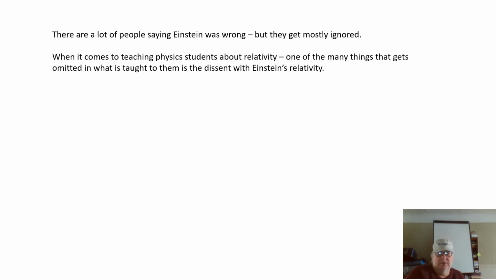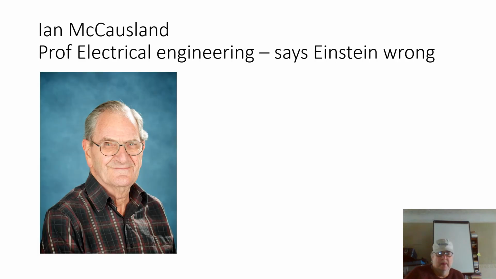So there are a lot of people saying Einstein is wrong, but they mostly get ignored. When it comes to teaching physics students about relativity, one of the many things that gets omitted in what is taught to them is the dissent with Einstein's relativity. There are a lot of people saying Einstein is wrong, but that point of view gets mainly ignored. This is Ian McCausland. He's a Professor of Electrical Engineering, and he says Einstein is wrong.